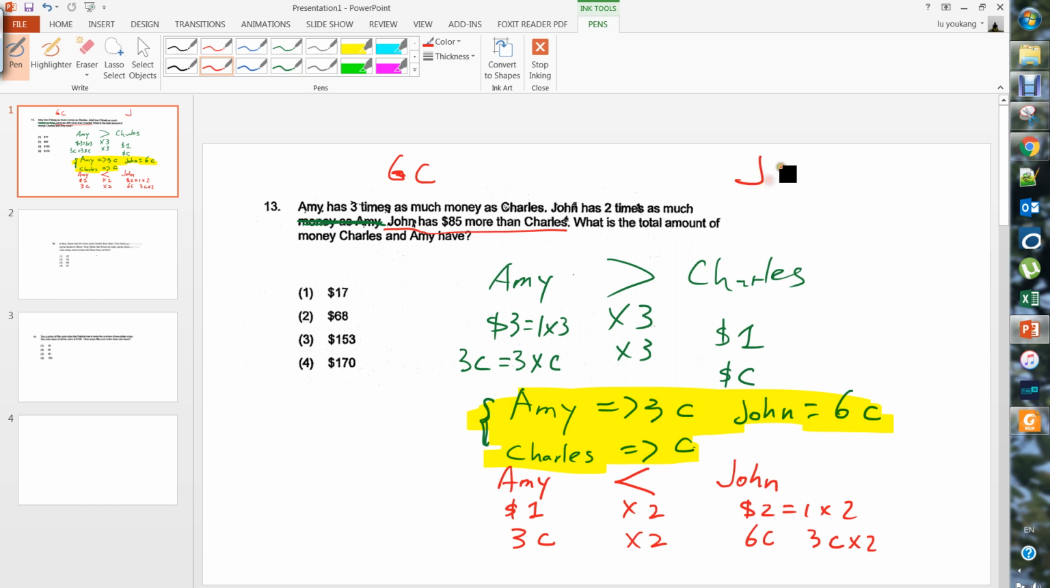So that means John is bigger than Charles, right? John is how much? 6C, right? More than Charles. Charles is how much? Point your finger. Where's the name Charles? I asked you to focus where? So Charles is C. John is more than C, right? How much more? 85 more. So 6C, what equals 85? Plus, minus, times, divide?